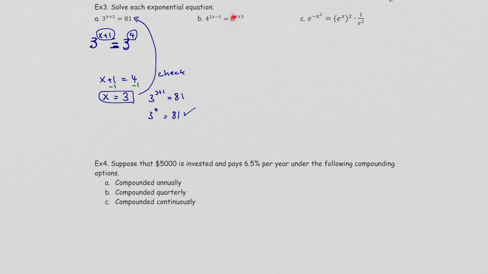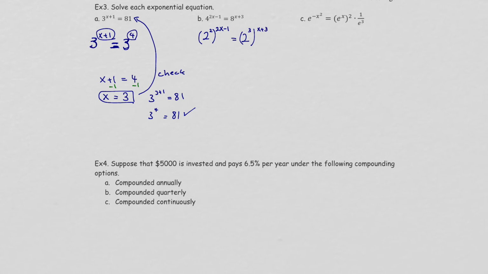So it looks like I know that this 8, I can make it 2 to the 3rd power. This 4, I can make into 2 squared. And that's going to have the same base of 2. So 4 becomes 2 squared, and 8 becomes 2 cubed. So this way you will have the same base.